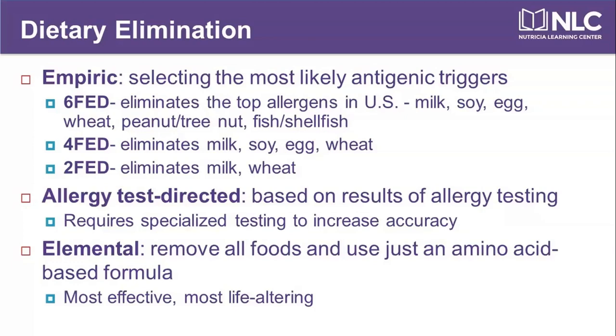We can also use allergy testing to direct our targets for removal, but that does require a specialized type of allergy testing that we'll talk about a little bit later to get full accuracy and good effectiveness. And then there's the elemental diet I mentioned, where you remove all foods and just use the amino acid-based formula, which is far and away the most effective of the published approaches, but it also is the most life-altering.